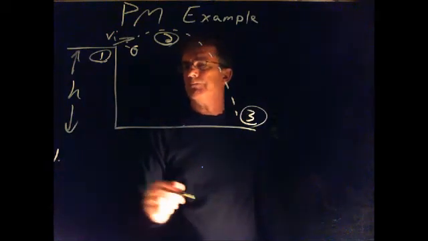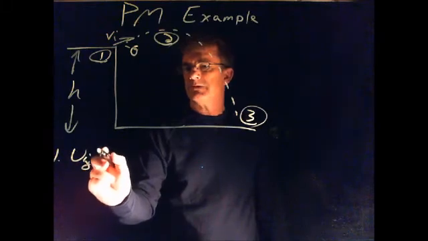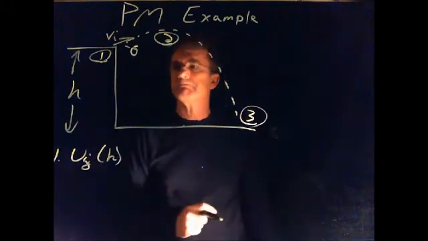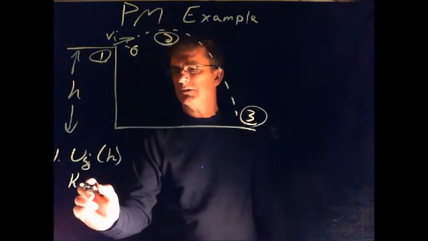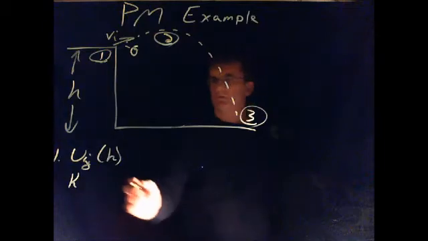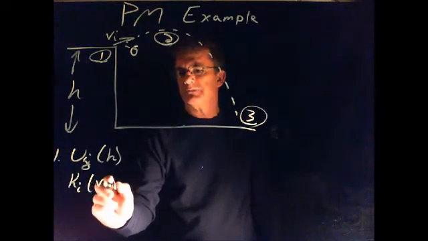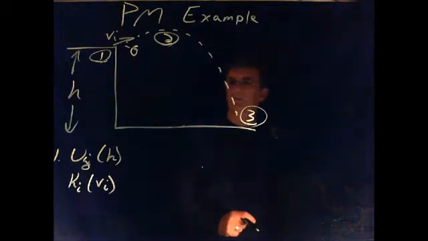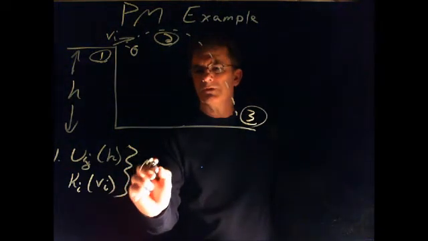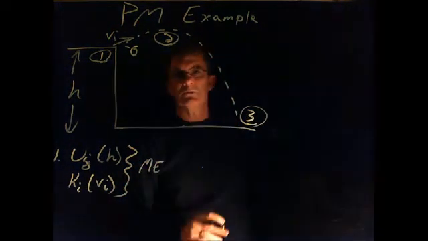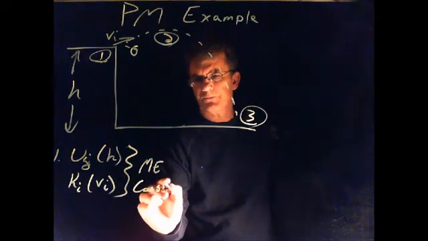So at point 1, we have gravitational potential energy, and that's based on the height of the cliff. We have kinetic energy, and that's based on the initial velocity. So I'm going to call that my initial kinetic energy, and that's based on the overall initial velocity. This total mechanical energy does not change assuming we have a closed system. So this is our constant.